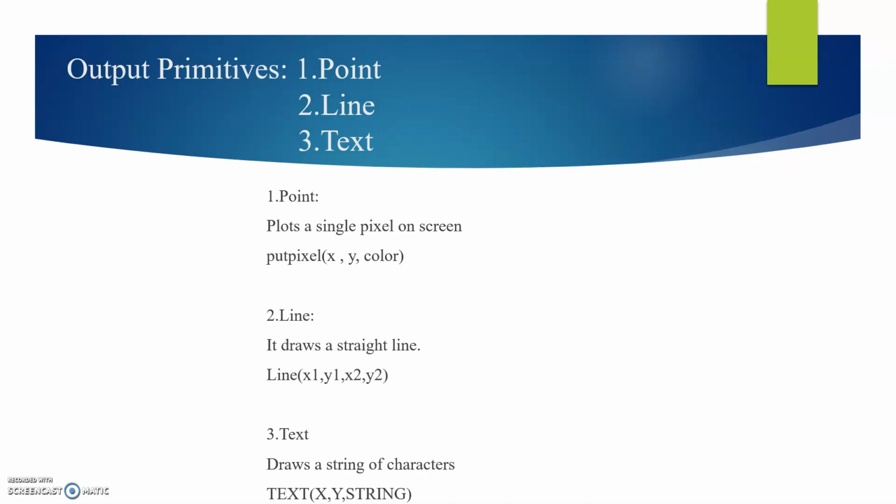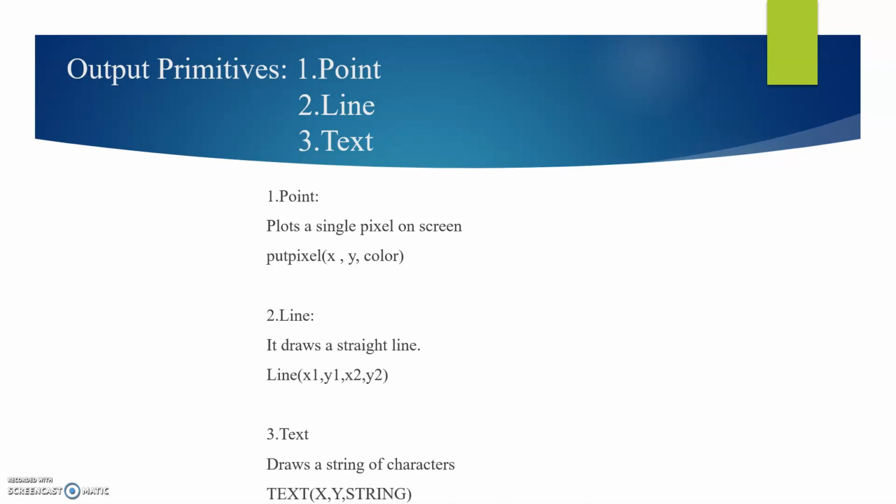For example, consider the following command. Line 2 in bracket x, y, it draws a straight line from current beam position to the point x, y. And line command, that is line in round bracket x1, y1, x2, y2, it draws a straight line from x1, y1 coordinate position to x2, y2 position.